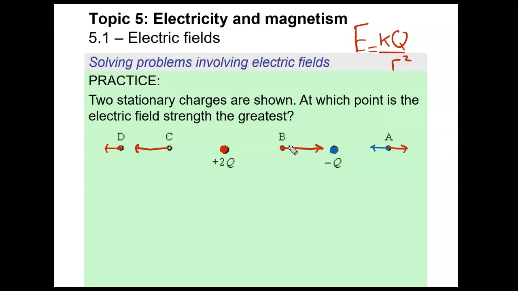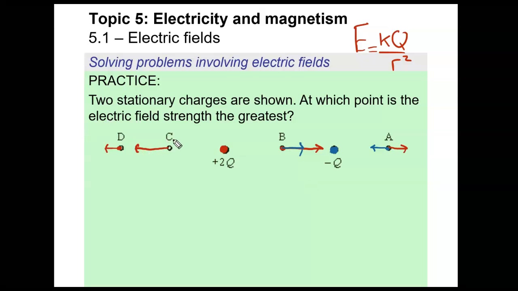At point B, if I was a positive charge, I would feel a force attracted to the blue charge, and so that would be something like this. Now notice I've drawn this blue arrow shorter than the red arrow. In fact, it's about half the size, because point B looks to be halfway between the red charge and the blue charge. If the distance is about the same, but the blue charge is half the size, that means the electric field strength would be half as big.